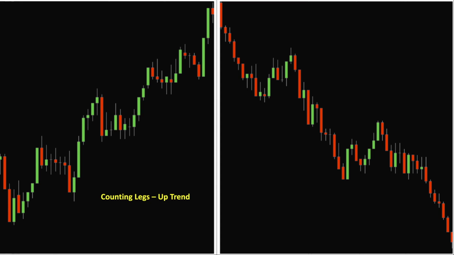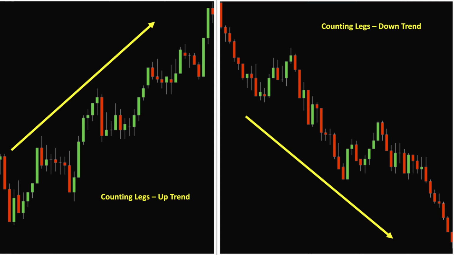Pullbacks can be found in uptrends and in downtrends, so you can count legs in an uptrend or in a downtrend. For an uptrend, you want to count on the highs, the higher highs. For counting legs in a downtrend, you want to focus on the lows, the lower lows. Sometimes there are higher lows and lower lows, but you count on the lows. Counting an uptrend, you count on the highs.